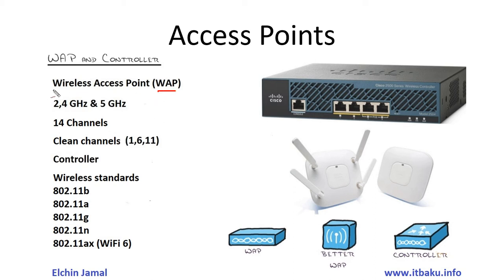WAP, wireless access point. What is a wireless access point? A wireless access point is a device that provides wireless connectivity for clients in order to connect to the network or to the internet. But don't confuse this with a wireless router. They are different devices. A wireless router provides internet connection and also separates one network from another network. But wireless access points provide just Wi-Fi connectivity. That's all.